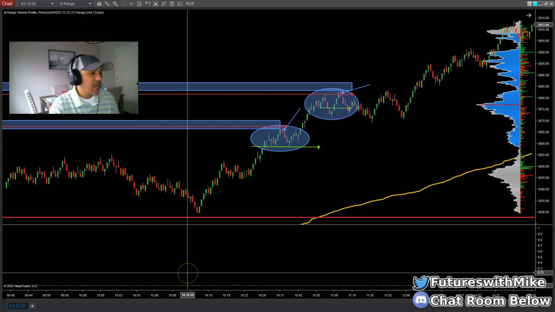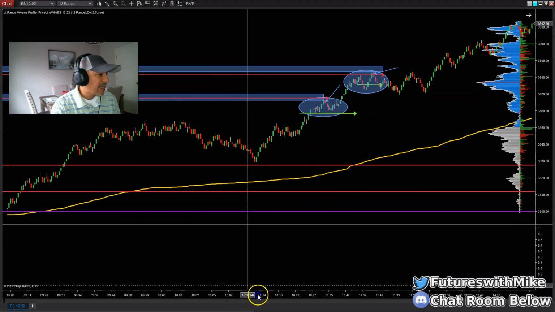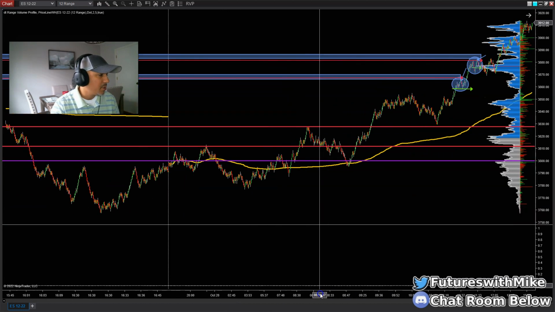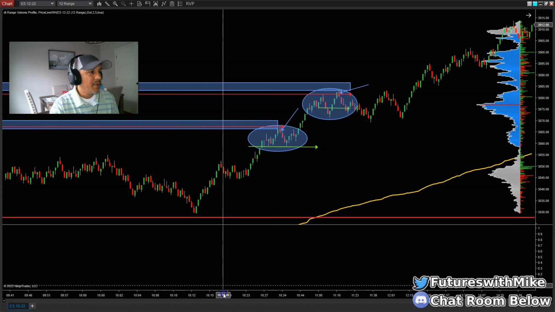So I'm going to show you a couple of examples. I believe these two examples, just as reference, are from October the 28th. But when you find these high probability setups, they tend to be nice trades.